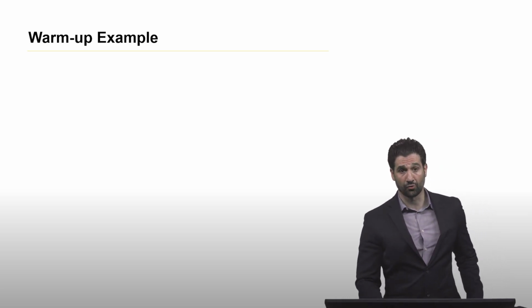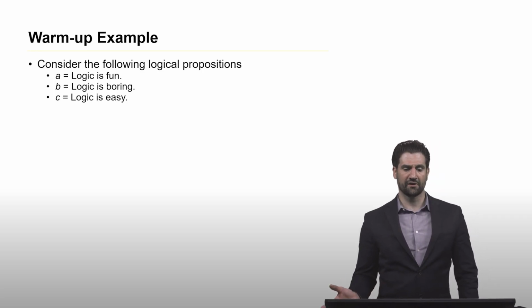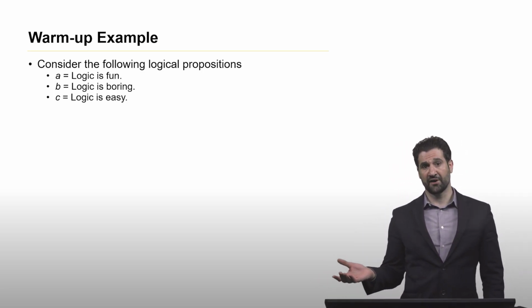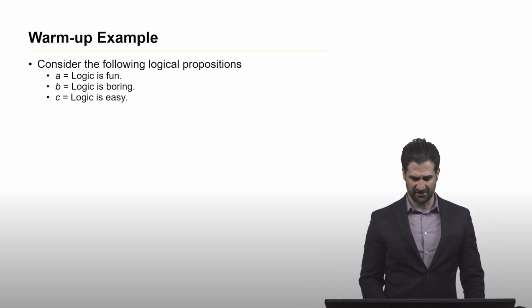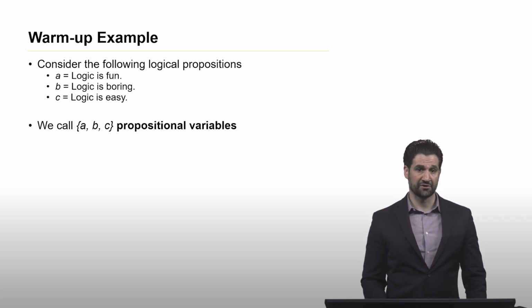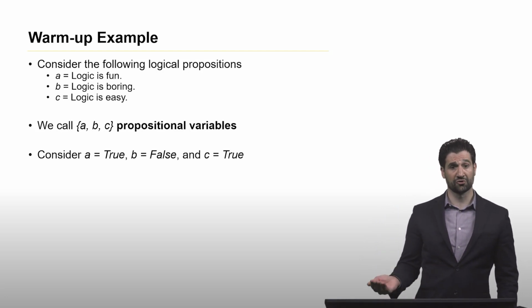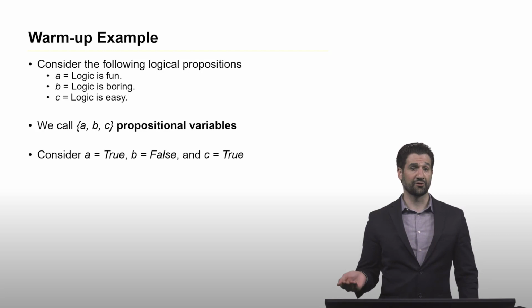All right, let's do a little warm-up example. Let's consider the following logical propositions. We'll say proposition A, logic is fun, B, logic is boring, and C, logic is easy. We will call A, B, and C propositional variables. And we will consider the following truth assignment. We will assign these propositional variables to be either true or false. So we'll say A is true, B is false, and C is true.